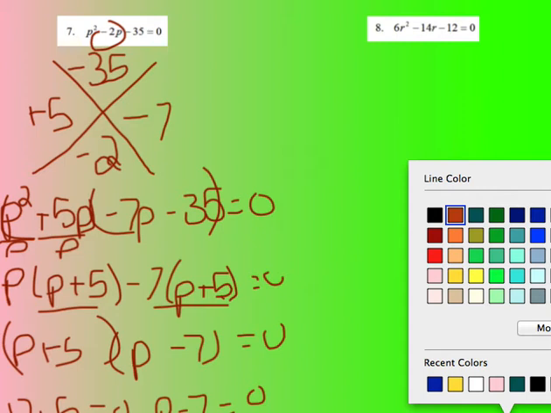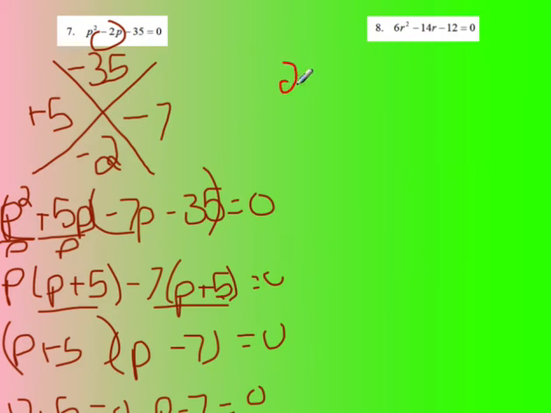Next, let's take a look at number 8. Now, number 8 is a little bit of a different case because for number 8, I can take out a greatest common factor first. So between 6, 14, and 12, I can divide out a 2. 3r squared minus 7r minus 6 is equal to 0. So that'll make my factoring easier in the long run.